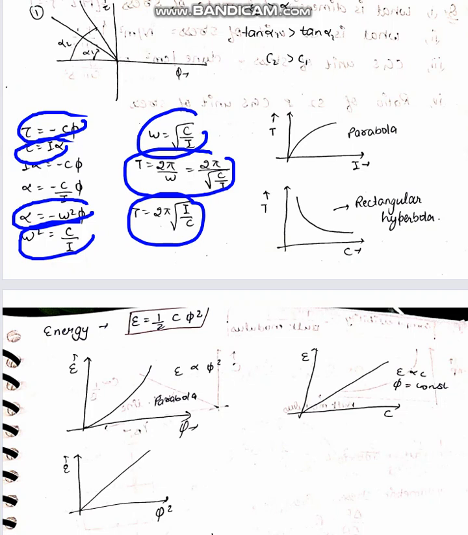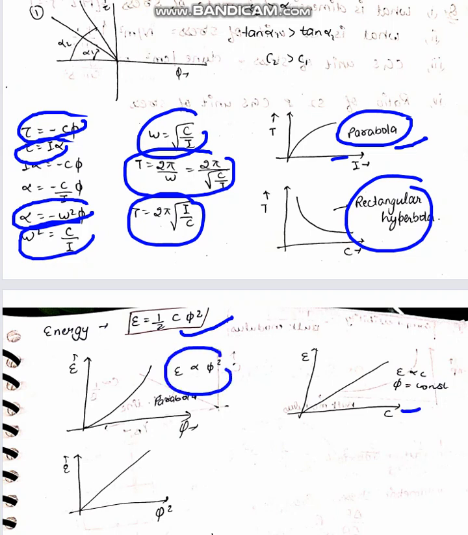If you draw a graph between T and I, that will be a parabola turning toward the I axis, and for T and C, that will have a shape like a rectangular hyperbola. Energy stored in this is equal to half C phi square. The graph of energy and phi will be a parabola. Energy versus C will be a straight line, and phi square will also be a straight line.